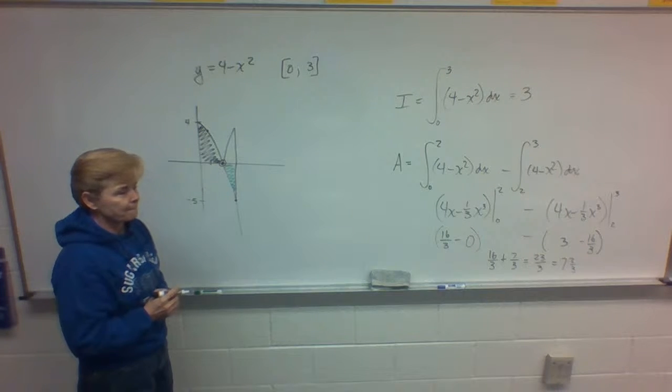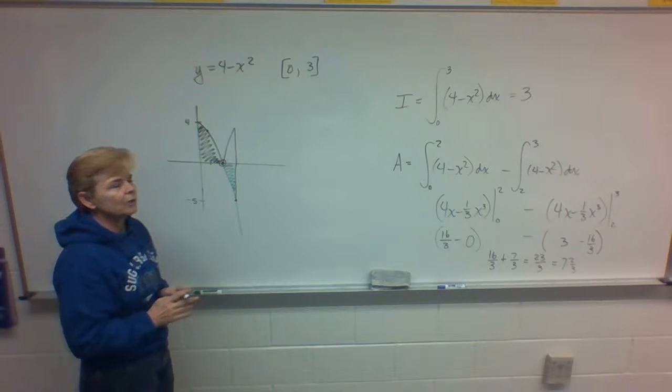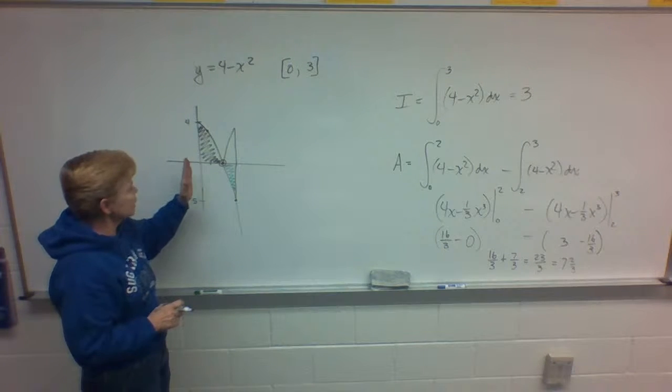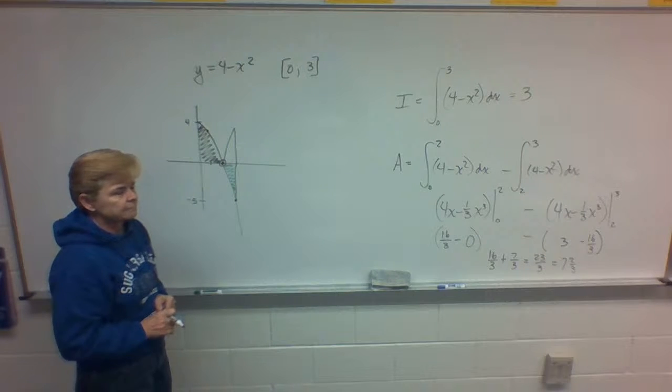Whoa, I'm going to do that in code. Why don't you do that? Graph the absolute value of 4 minus x squared and let your window only go from 0 to 3. What the? That's kind of weird. Did it work?